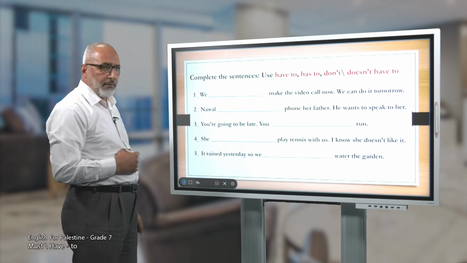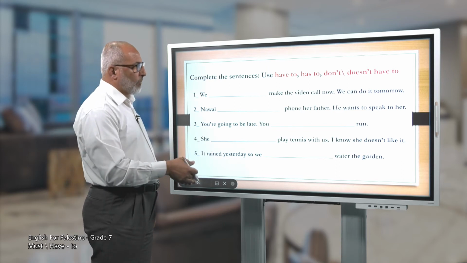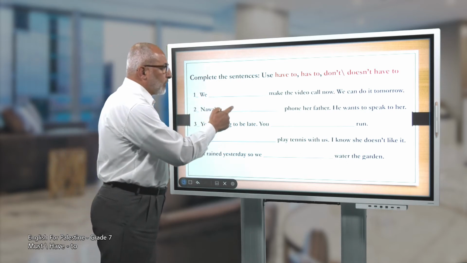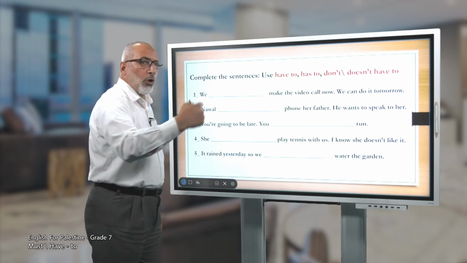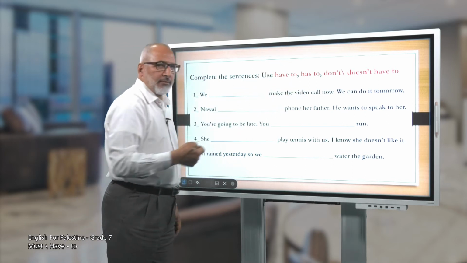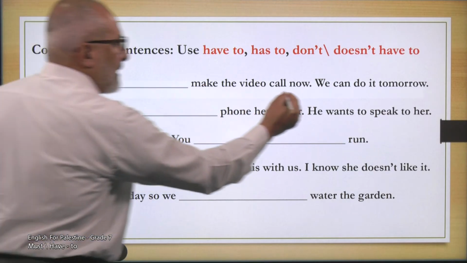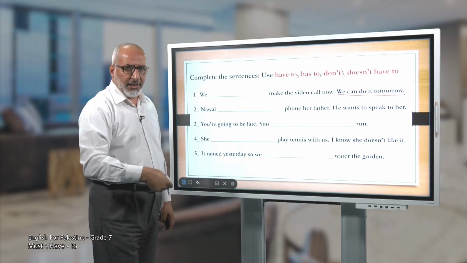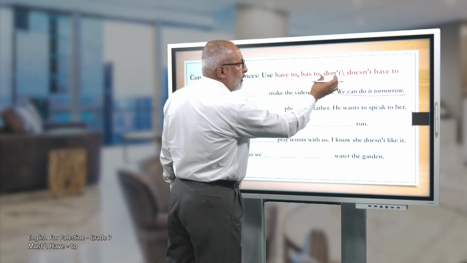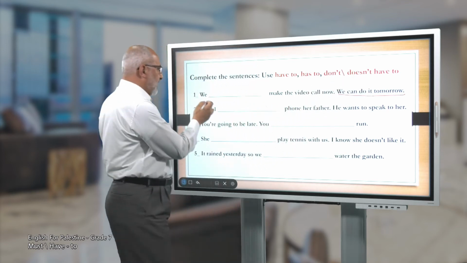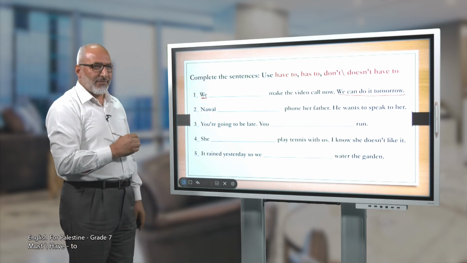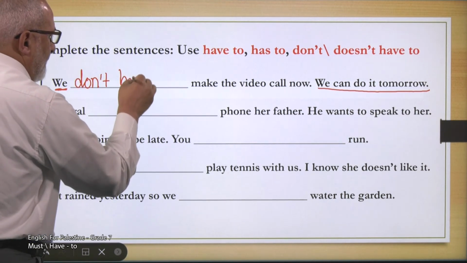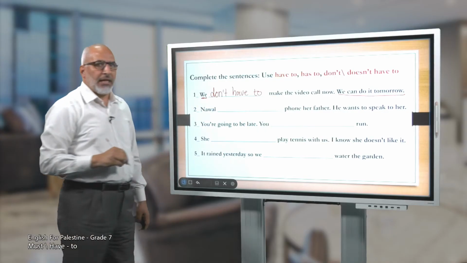Let's look at number 1. We make the video call now. We can do it tomorrow. Think now. Is it important or necessary to make the video call now? Or not necessary, we can do it tomorrow? Yes, here the sentence says we can do it tomorrow. So it is not necessary, it is not important to do it now. So here we should use don't have to or doesn't have to according to the subject. The subject here is we. We don't have to. Great.